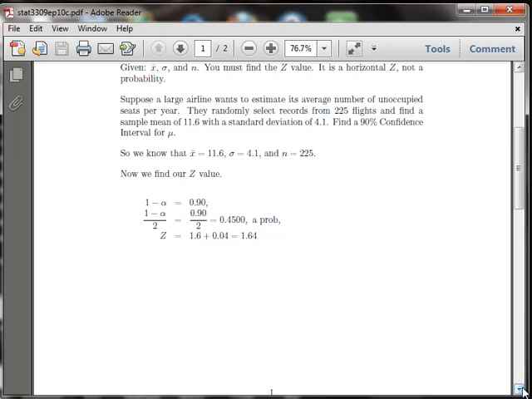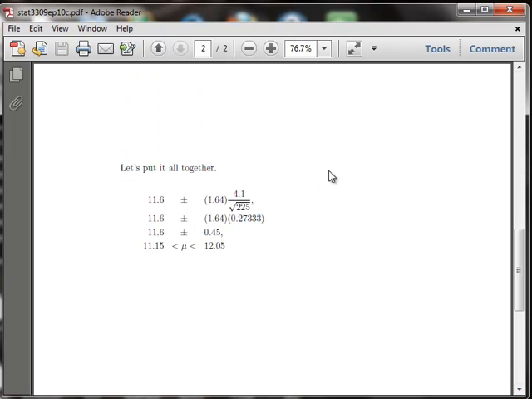We look in the middle of the z table where the probabilities live, and the closest value we have is 0.4495. Then the z that's attached to that, you pick up the 1.6 from the row and the 0.04 from the column and get 1.64. So now we're going to put this all together. We're going to have 11.6 plus or minus 1.64 times 4.1 over the square root of 225.